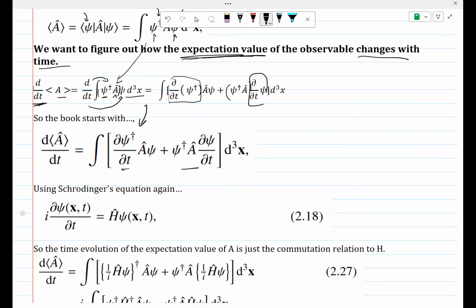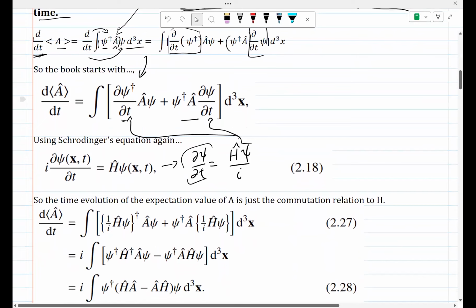I was like, wait, how does the Schrodinger equation help us with this? Well, the Schrodinger equation helps us because we can solve it for partial psi by partial t, which is going to be the operator, the Hamiltonian times psi, over i. And now I can just replace all of these partial derivatives of psi with the Hamiltonian times psi instead. So doing that replacement here, I just stick in H psi over i here.